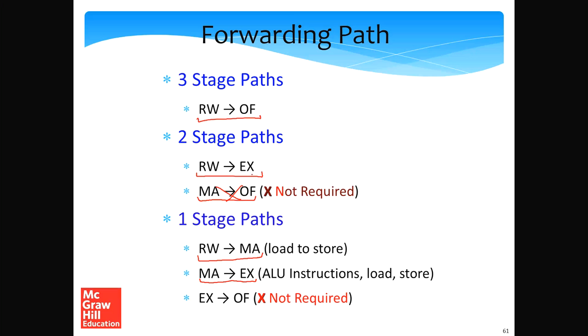Basically, OF will have one additional path into it. EX will have 2 additional forwarding paths, one from RW, one from MA. And in the MA stage, we'll have one forwarding input from the RW stage. So we have a total of 4 forwarding paths.